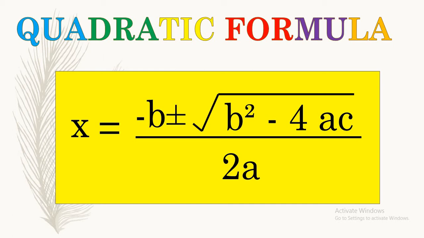Negative b plus or minus square root of b squared minus 4ac divided by 2a. So again, negative b plus or minus square root of b squared minus 4ac divided by 2a.